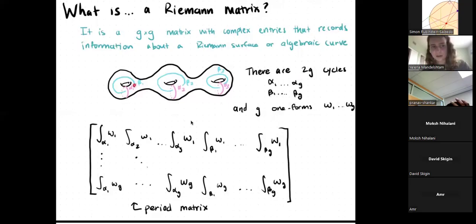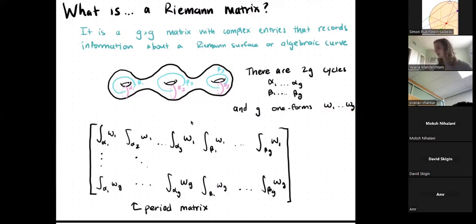You also have 3 cycles that each go around a hole. I'll call the first cycles the alpha cycles, and the other ones the beta cycles. Of course you can choose different alpha cycles, but you have 2G independent ones. And as I said on an earlier slide, the genus G also records the number of one forms, which are special functions on our surface. We can call them omega 1 to omega G.